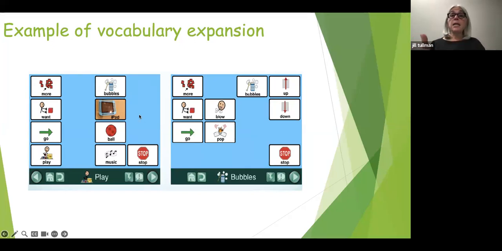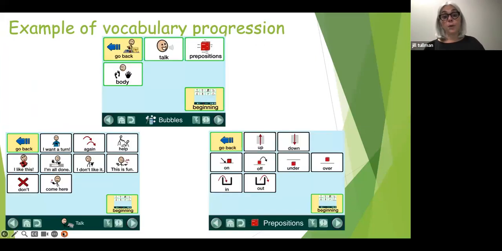Anyway, providing vocabulary in consistent locations decreases the cognitive load. As we're expanding, he can now expand from bubbles to where are we going to blow the bubbles? So the picture in the bottom right can introduce prepositions. We're going to blow them up. We're going to blow them down.